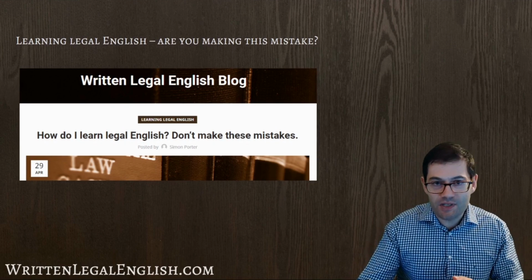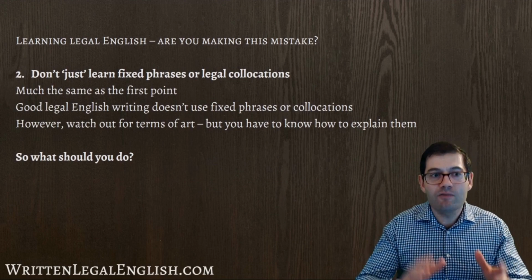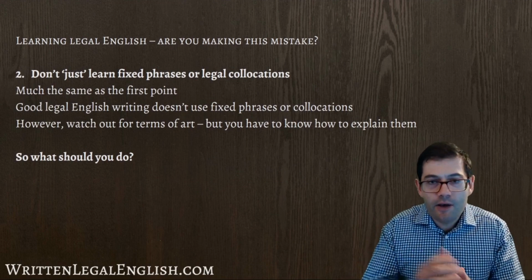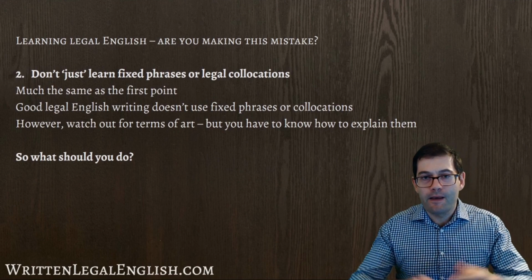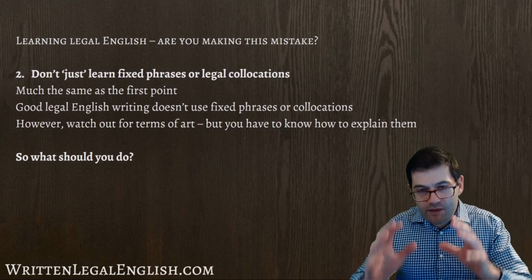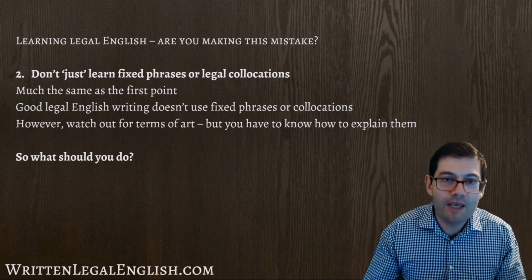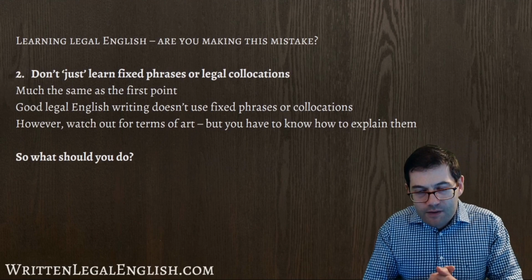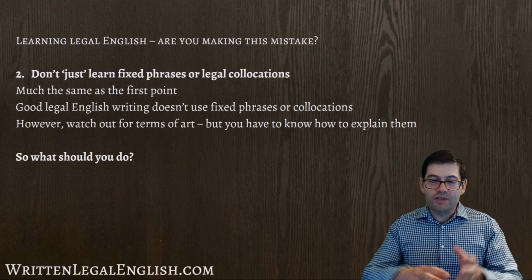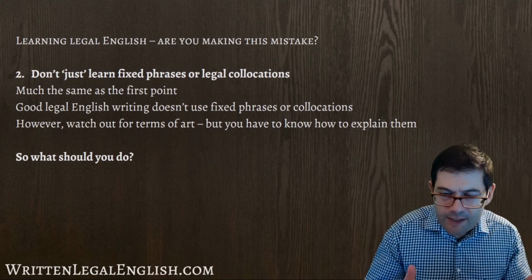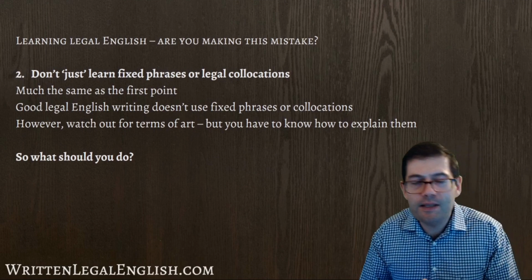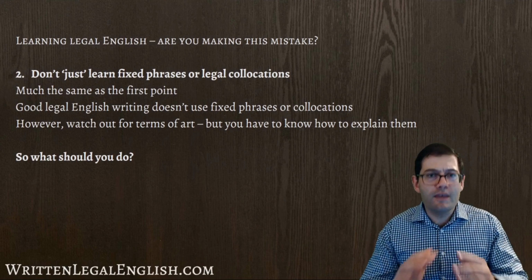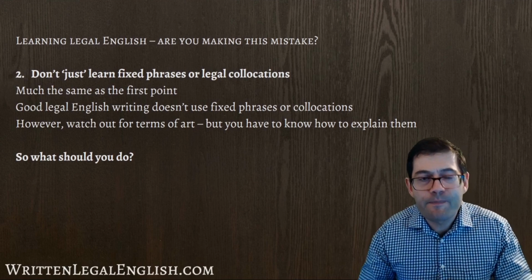So what is the mistake? Well, the mistake is don't just learn fixed phrases or legal collocations, and this is related to the first mistake. Everything that I've said for the first mistake is appropriate here, but here it's a little bit different. I saw somewhere on a forum, I think it was Quora, someone wrote, how do I learn legal English? And someone said, learn legal fixed phrases or legal collocations. This is bad advice. Why?